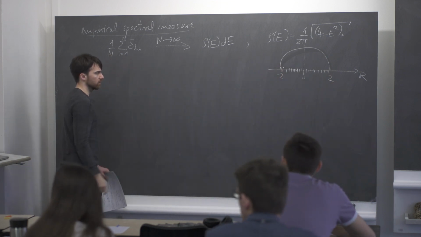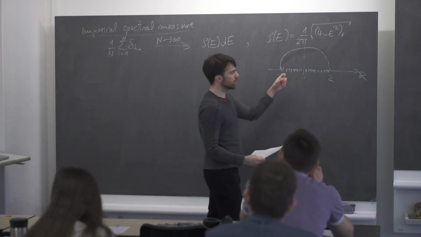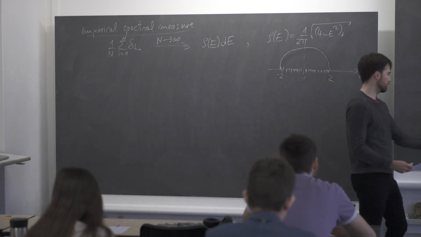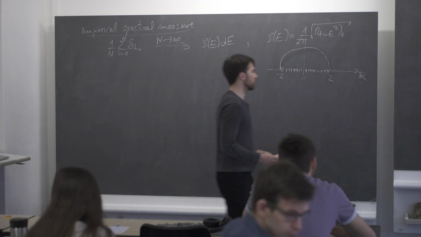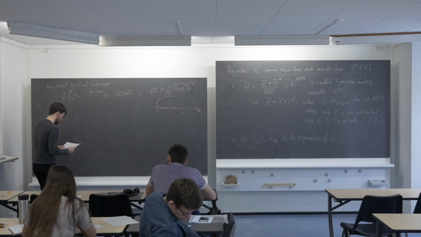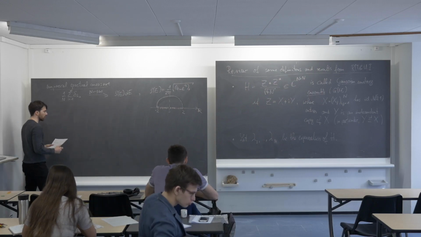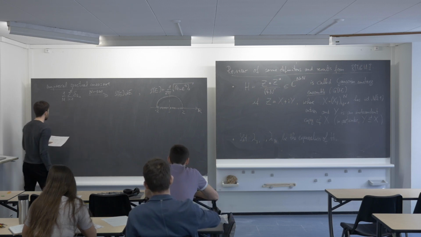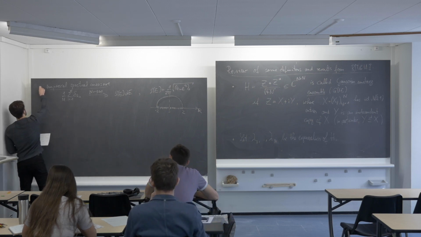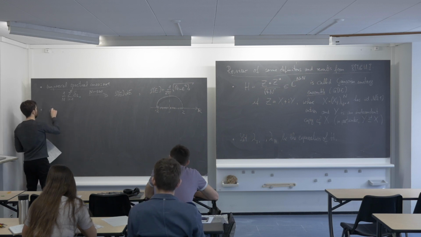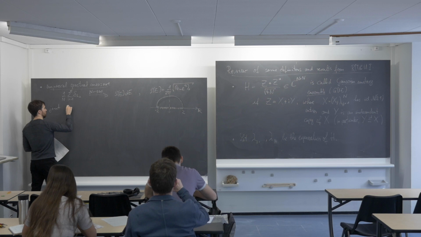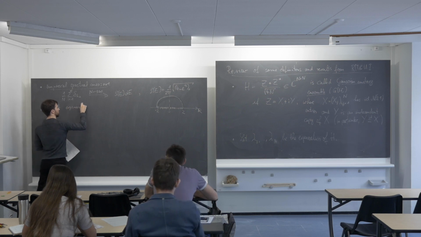Okay? And today this will come up again, because what we really want to understand today is what the correlation functions of these eigenvalues look like, and we want to study those. Okay, so that was the semicircle and the empirical spectral measure, and then we also looked at the joint eigenvalue density.